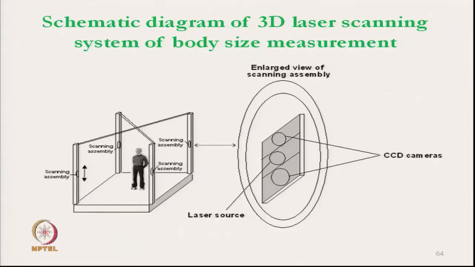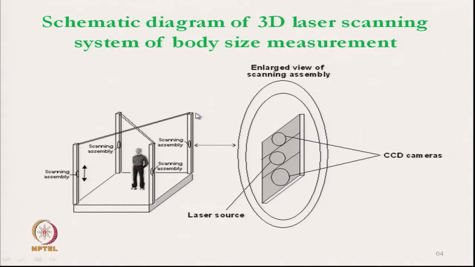Now, this is the system. The subject, the person, is standing at the center. There are four vertical columns. Each vertical column consists of one scanning assembly. This is the scanning assembly, an enlarged version of it. It consists of two CCD cameras and one laser source, and at four different positions the scanning assemblies will either move from top to bottom or from bottom to top synchronously.